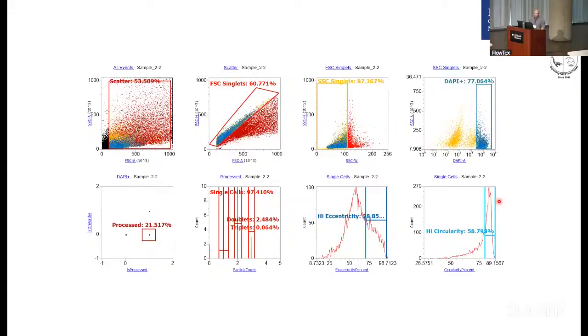So back to Ben's data. Here's the gating strategy we used to identify his nuclei. Again, very standard: scatter, singlets, DAPI positive nuclei. And then we started to use some of the imaging parameters to QC his nuclei. We found two parameters that were useful. Circularity, which as the name suggests, measures how round or circular an object is. The closer the value to 100, the more circular. And eccentricity, which measures how oblong an object is. And the closer the value is to 100, the more oblong an object is.